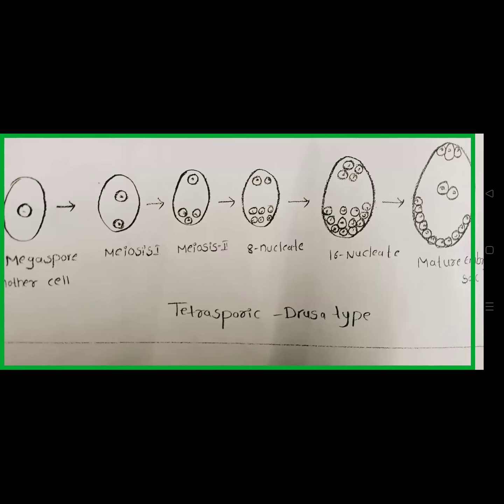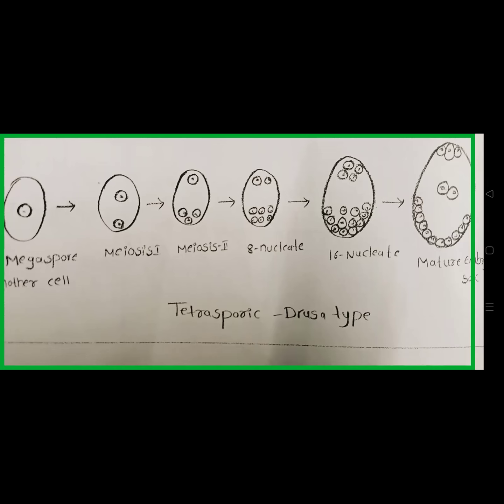After the meiosis 2, we are getting the 4, that is the micropylar. At the micropylar end, only 1 nucleus. At the chalazal end, 3 nuclei are present. After the mitosis 1, it's going to 8, and after the mitosis 2, 16 nuclei are present. But at the micropylar end, only 4 nuclei. At the chalazal end, 12 nuclei are present.